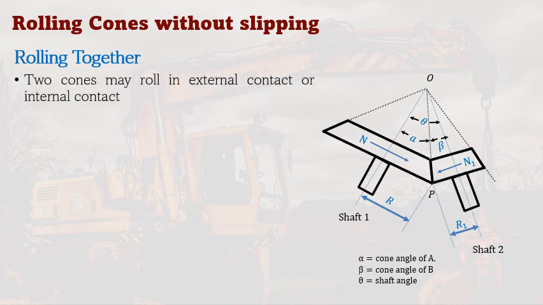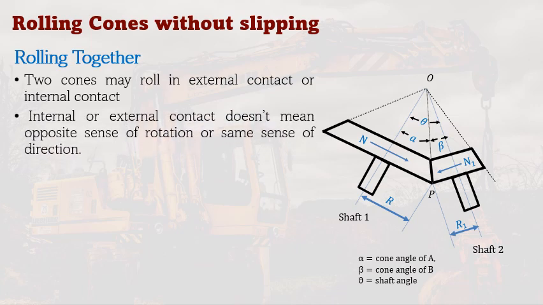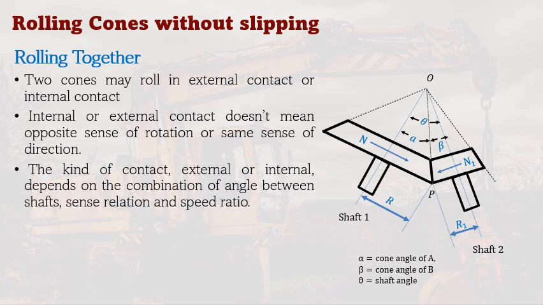Two cones may roll in external contact or internal contact, the same as a rolling cylinder. Internal or external contact doesn't mean opposite sense of rotation or same sense of direction. The kind of contact, whether external or internal, would depend on the combination of the angle between the shafts, the sense relation, as well as the speed ratio.